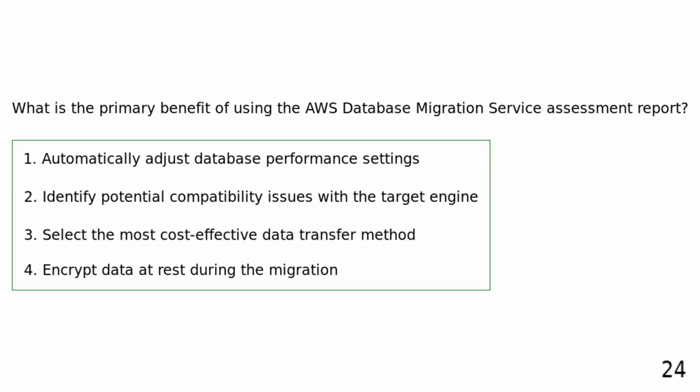What is the primary benefit of using the AWS Database Migration Service Assessment Report? Automatically adjust database performance settings. Identify potential compatibility issues with the target engine. Select the most cost-effective data transfer method. Encrypt data at rest during the migration.